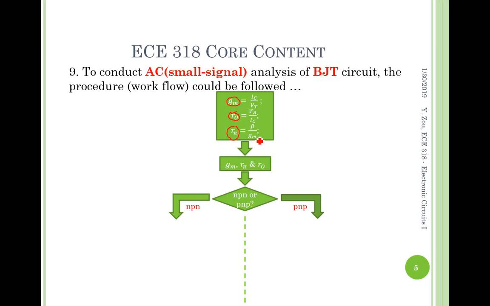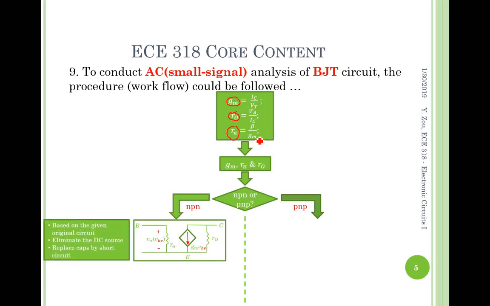Along the NPN BJT route, we first need to come up with the very basic NPN BJT small signal model. This is the basis. We should not have any trouble or mistake. Meanwhile, we get rid of the DC source, and the capacitor is replaced by a short circuit. And if we are talking about the midband, from them we obtain the AC small signal circuit.